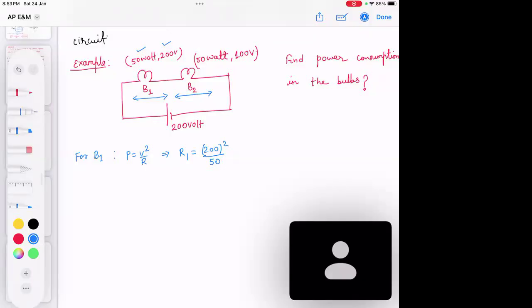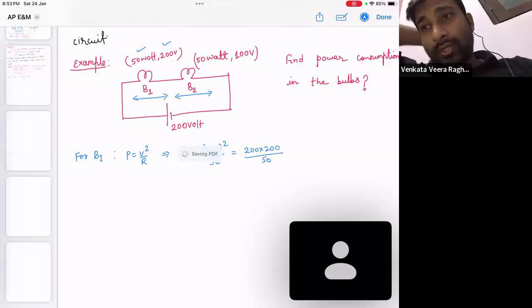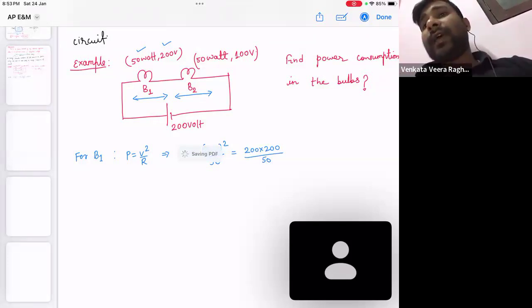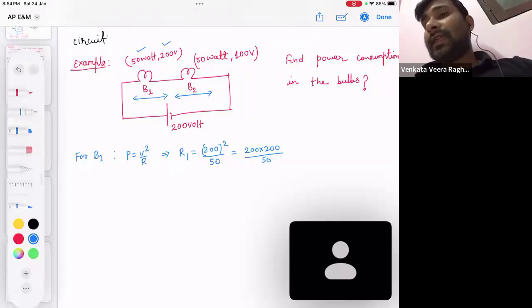So how much are we getting? It's coming 200 into 200 by 50, right? 50 into 4 and 4 into 200. So bulb 1 has what resistance? 800 ohm. That is never going to change. Yes, power through bulb 1 can change. It can be more than 50, less than 50, or equal to 50. But the resistance of bulb 1 is in all cases exactly 800 ohm.